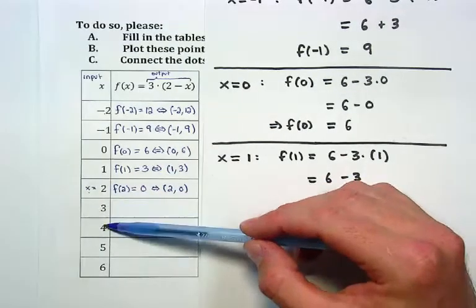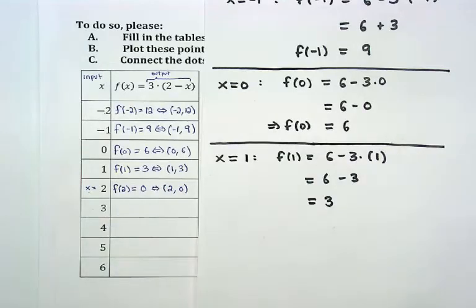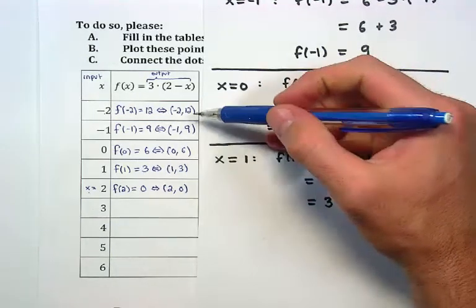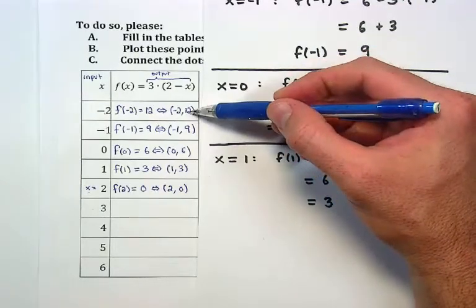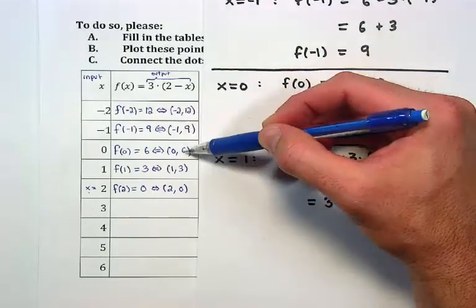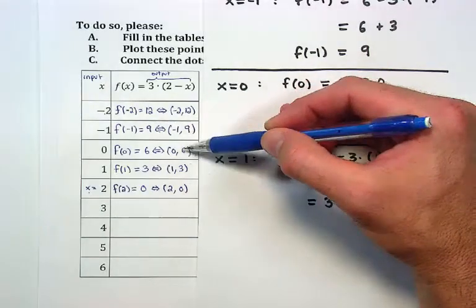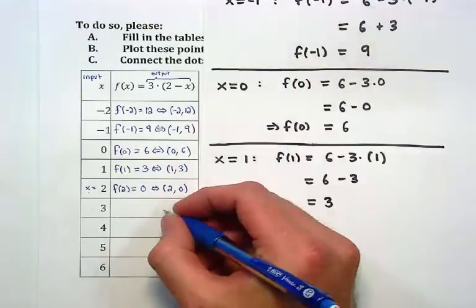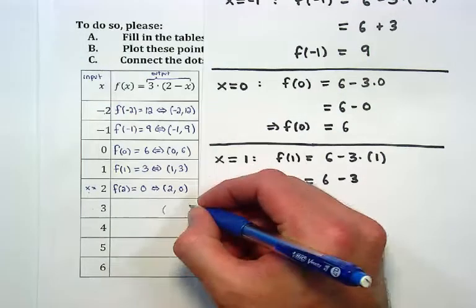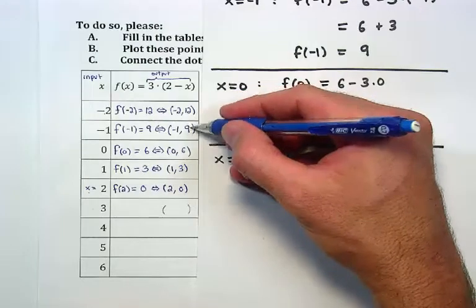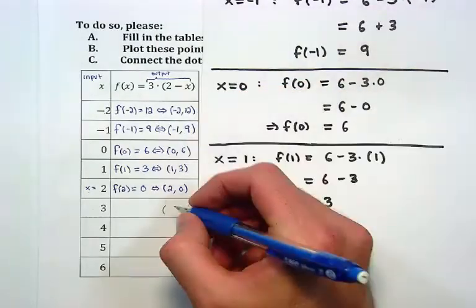We have 1, 2, 3, 4 more function evaluations to be had here. However, I want to make an observation, which is that the outputs seem to be in a pattern. Check it out. 12, 9, 6, 3, 0. Could we conjecture, I'm going to write this one in pencil because I haven't actually done the calculations, looks like every single time the outputs are going down by 3.